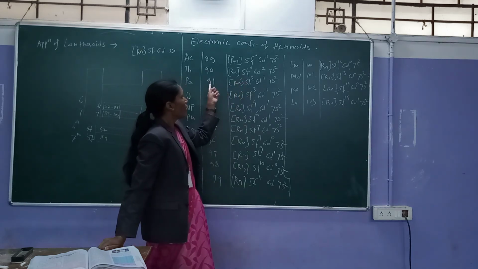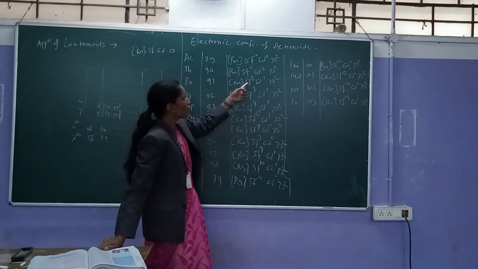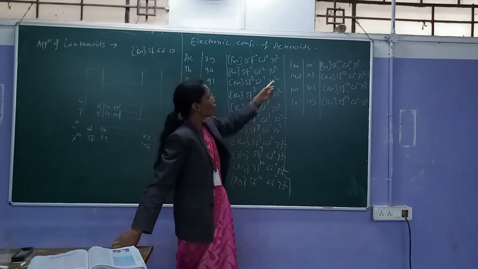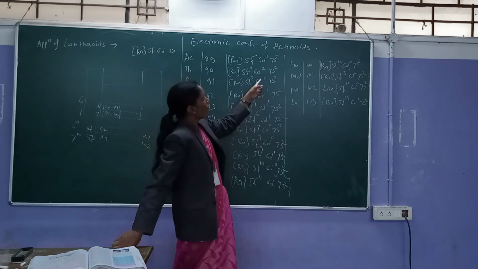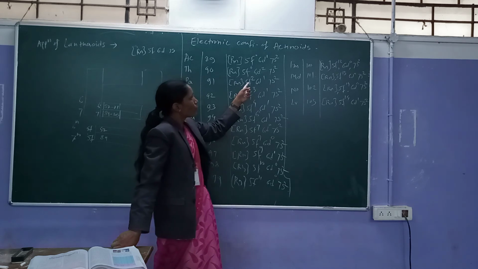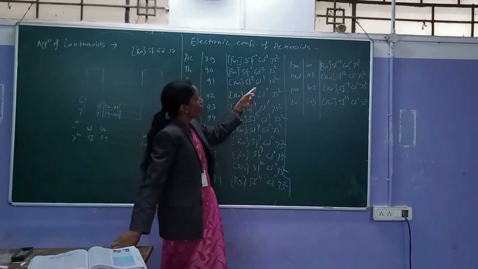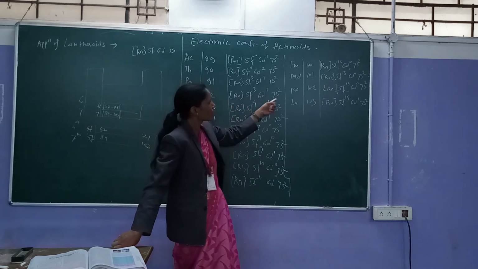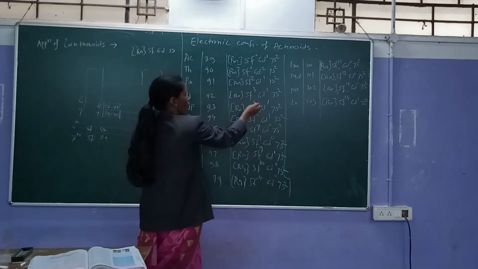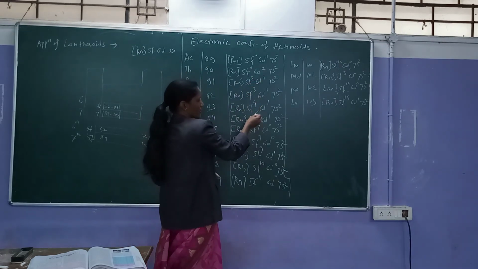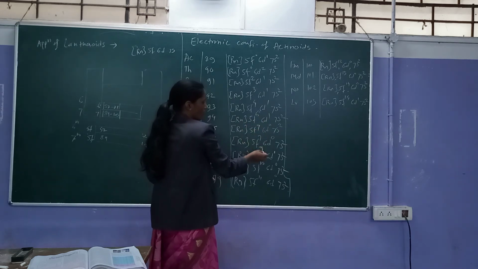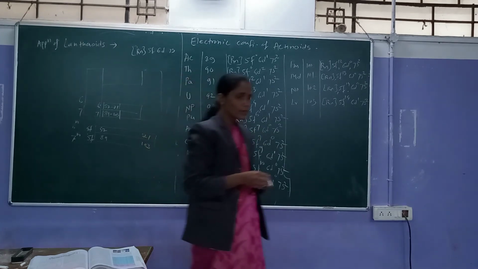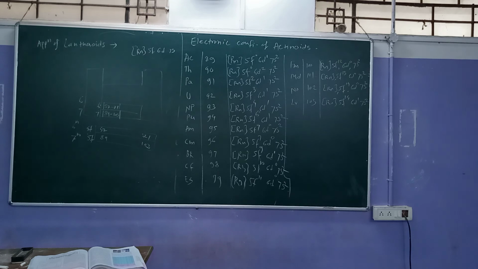Then protactinium, 91: radon 5f2, 6d1, 7s2, here with 2 unpaired electrons in 5f. Again 92, uranium: radon 5f3, 6d1, and in one case one electron is jumped from 6d to 5f.